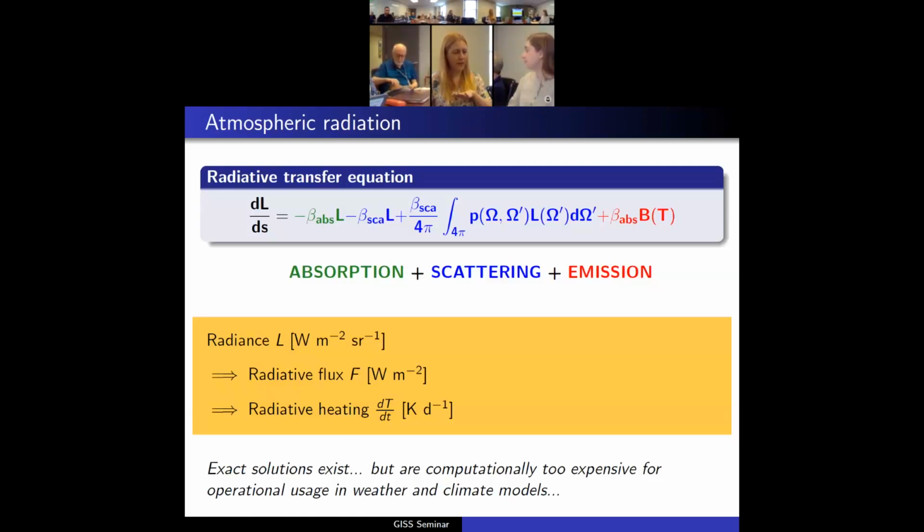So in particular, radiative fluxes at the surface are important for proper evaluation of the surface energy budget, and the radiative heating rate distribution within the atmosphere is like a source term for the prognostic temperature equation. Now this is quite a tough equation to solve, but exact solutions exist, but they're computationally too expensive for operational usage in weather and climate models, and therefore another major challenge is really how to derive computationally efficient solutions.